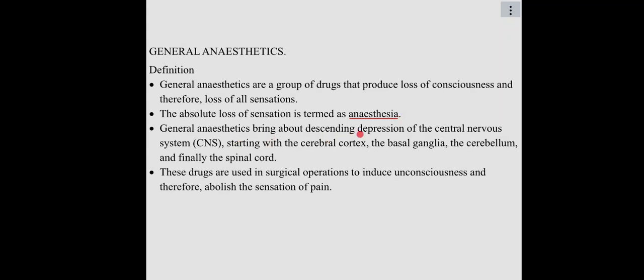They bring about descending depression of the central nervous system, starting with the cerebral cortex, the basal ganglia, the cerebellum, and finally the spinal cord. So you are completely unconscious. These drugs are used in surgical operations to induce unconsciousness and therefore abolish the sensation of pain. They cause unconsciousness, and because of that unconsciousness, you also do not have any pain.